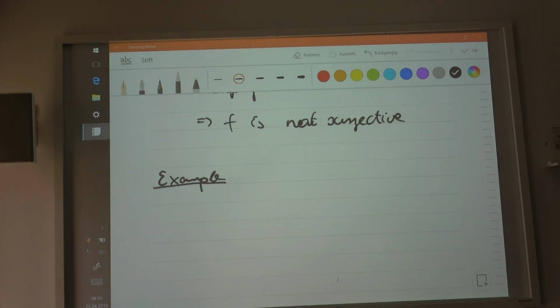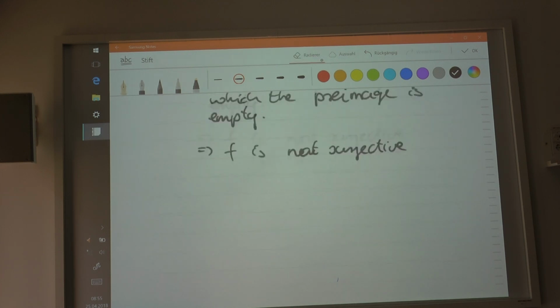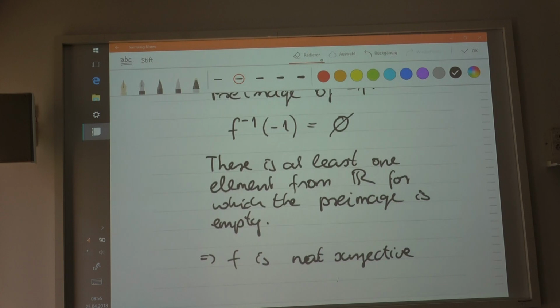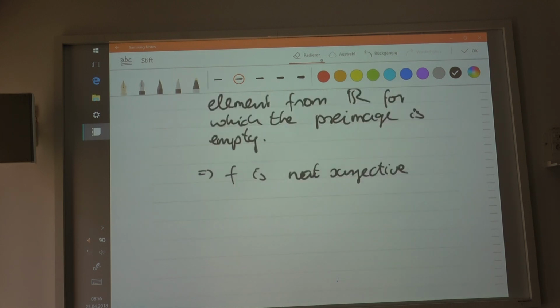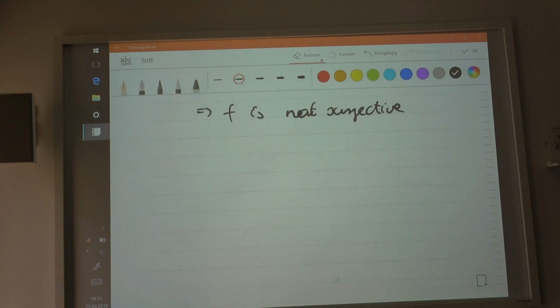I'm going to start a new page. But is this clear, guys? So there is no element here for negative 1 as a pre-image. Good. Now let's continue.